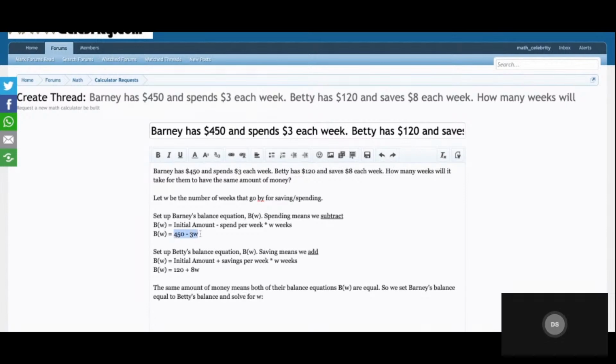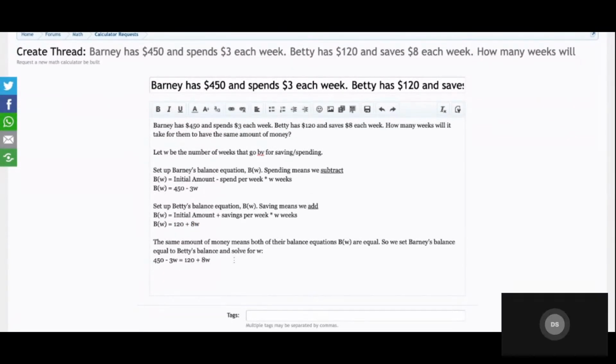So we've got Barney's here, just drop that here, equal to 120 plus 8W. So we want to solve for W. Now I could use our calculator, you could just drop this in here, but I'm only recording this screen, so I can't switch. So let's do a little bit of magic. Add 3W to each side. I'm going to tell you why I'm doing this: to isolate W.